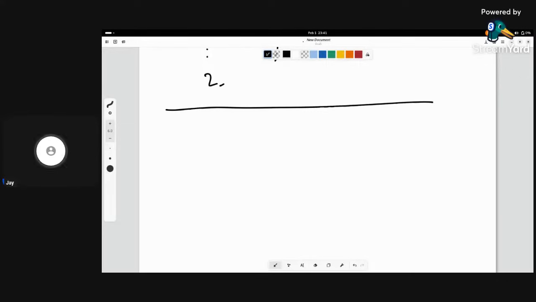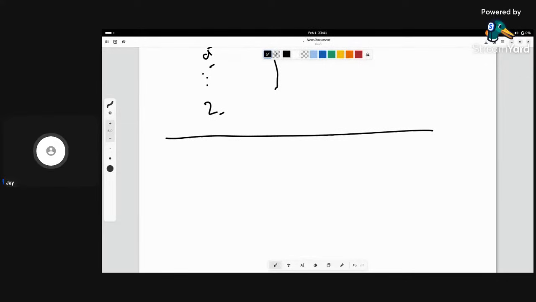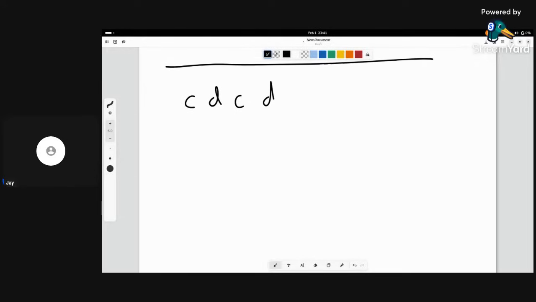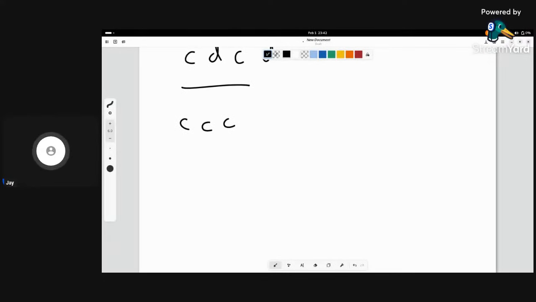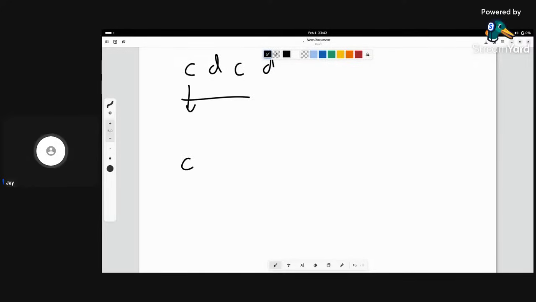Now, if you forget about the lexicographically smallest string thing for once, and let's just say that we are trying to construct our string, and say we have some string. Let's take the CDC example. Say that you converted the first three to either CCC or DDD. So your first character is C. You let it be C. Then your next character is C. Your next character is D.